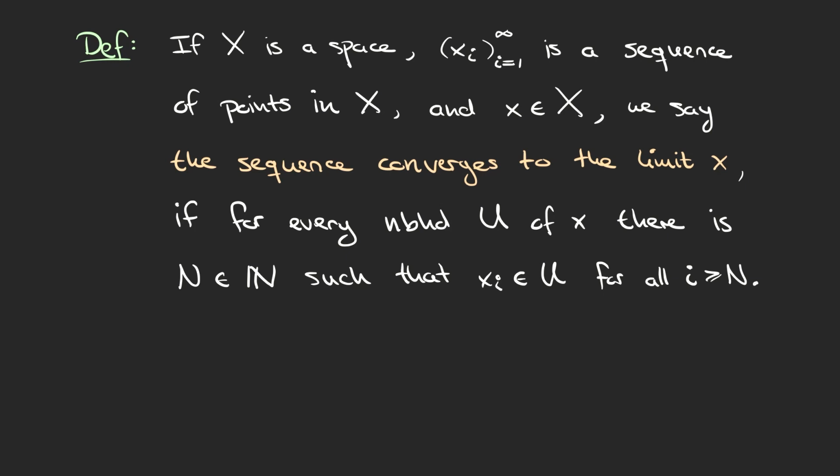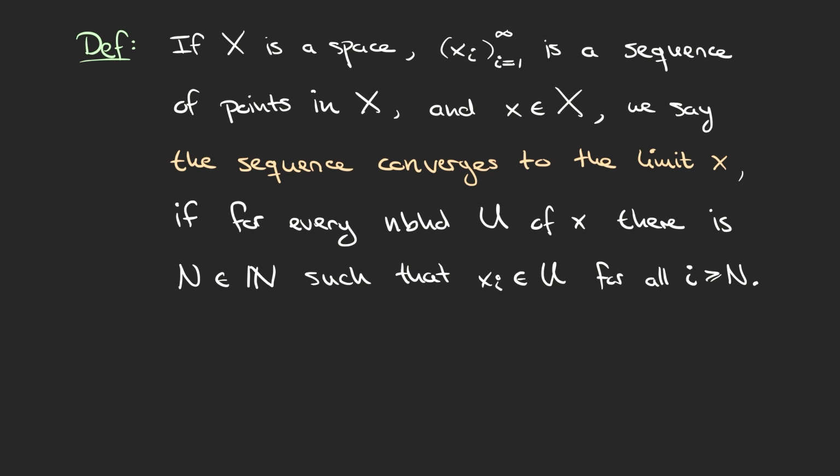This is essentially the same definition you're probably already familiar with for convergence of sequences in Euclidean space, but instead of having small epsilon radii, which form epsilon balls, we're just taking arbitrary neighborhoods of the limit in order to check whether a sequence converges towards the limit.